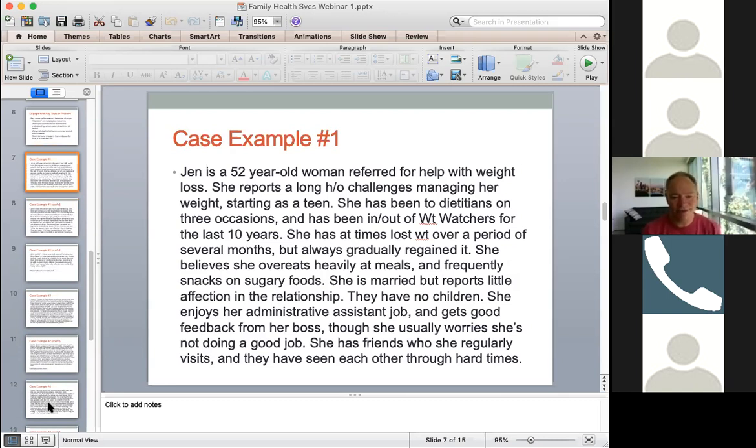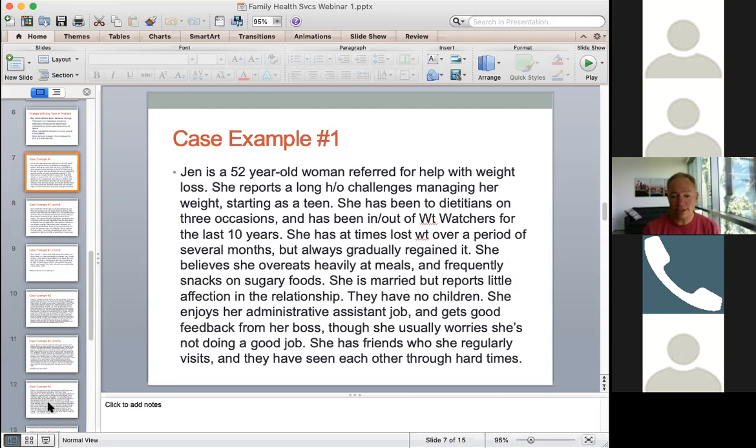So Jen is a 52-year-old woman referred for help with weight loss. She reports a long history of challenges managing her weight, starting as a teen. She's been to dietitians on 3 occasions and has been in and out of Weight Watchers for the last 10 years. She has at times lost weight over a period of several months, but always gradually regained it.